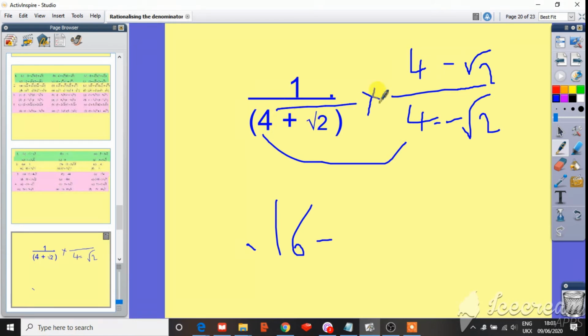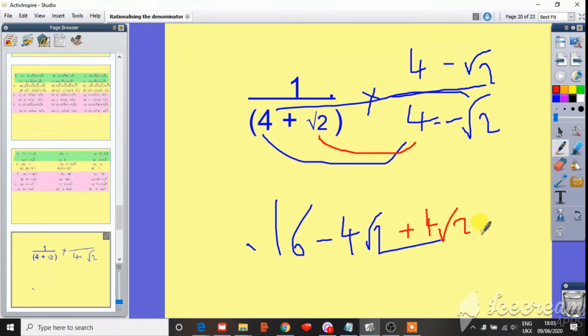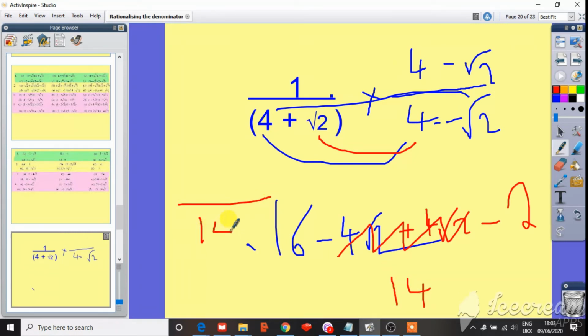4 times negative root 2 is negative 4 root 2. And I've got positive root 2 times 4, which makes it a positive 4 root 2. And root 2 times root 2 is just 2, with a negative sign. My two middle terms will cancel out because I've got a positive and a negative. And I've got 16 minus 2, which is 14. So my denominator is 14.